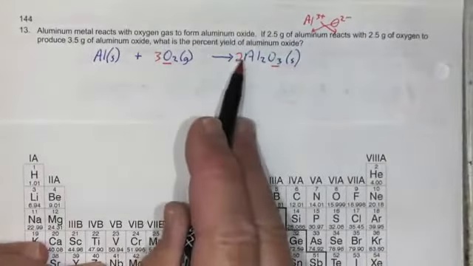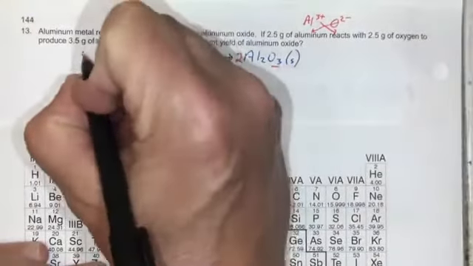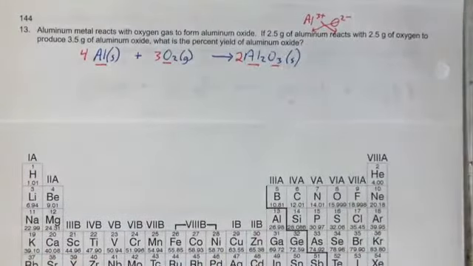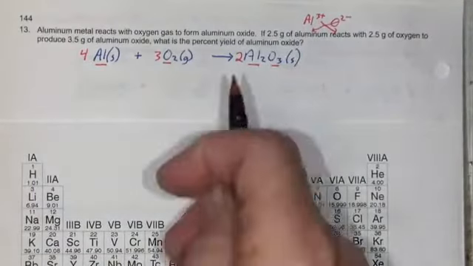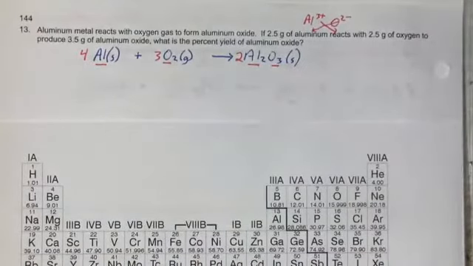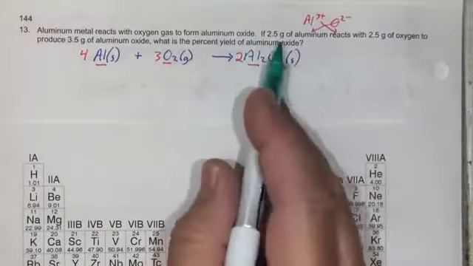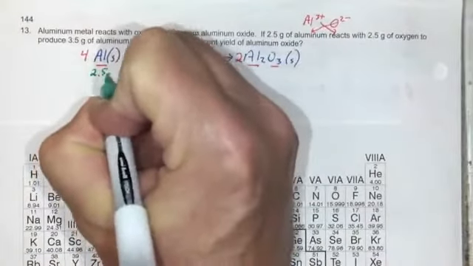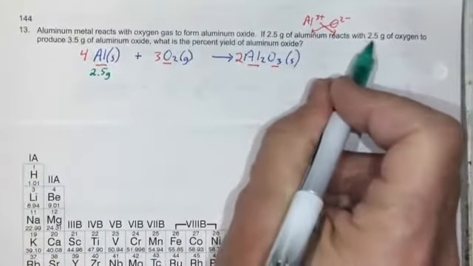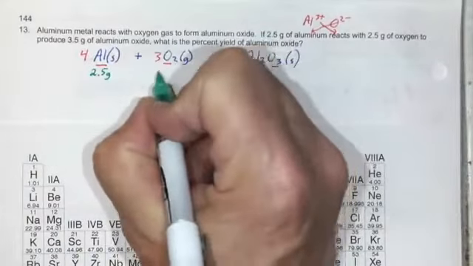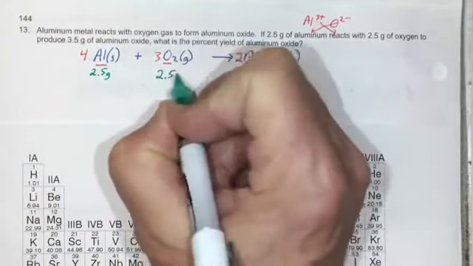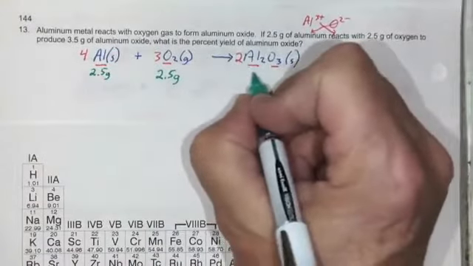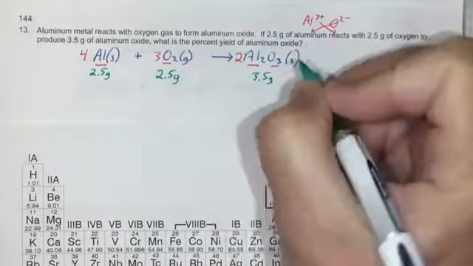Now I need to balance the aluminum. 2 times 2 is 4. There are 4 aluminums on the reactant side, 4 aluminums on the product side, and we have it balanced. In a problem like this where you have a lot of data, you'll find it very helpful to write underneath each substance what you're given. You have 2.5 grams of aluminum. So right here I'll write 2.5 grams of aluminum. It reacts with 2.5 grams of oxygen. So the mass of oxygen that's present is 2.5 grams. It will produce 3.5 grams of aluminum oxide. 3.5 grams of aluminum oxide.